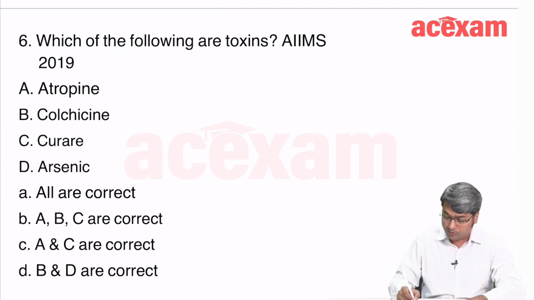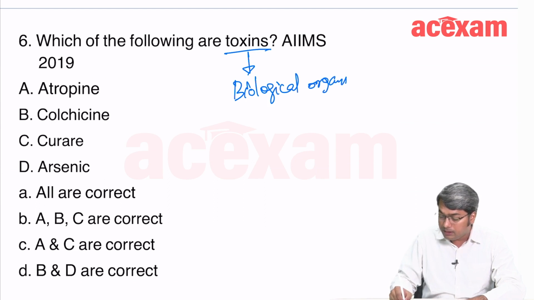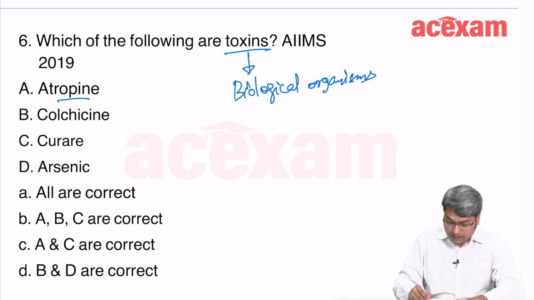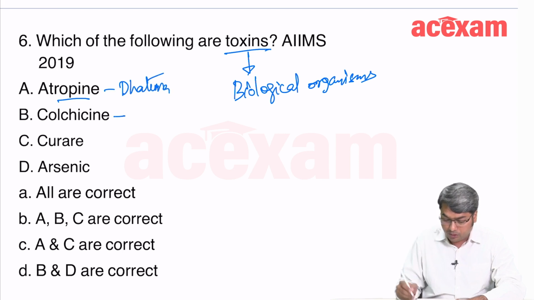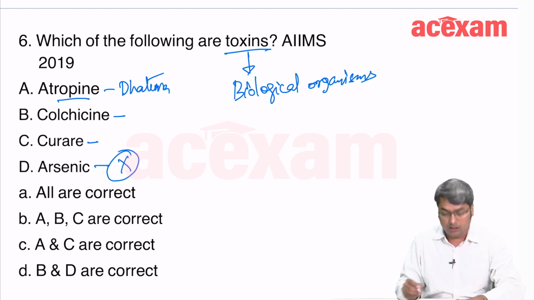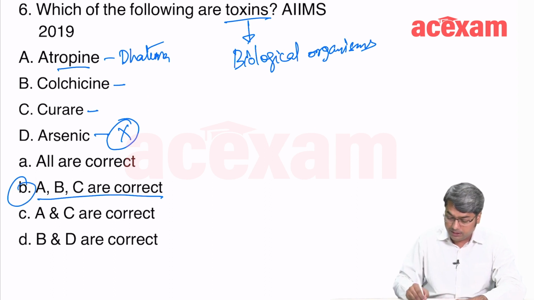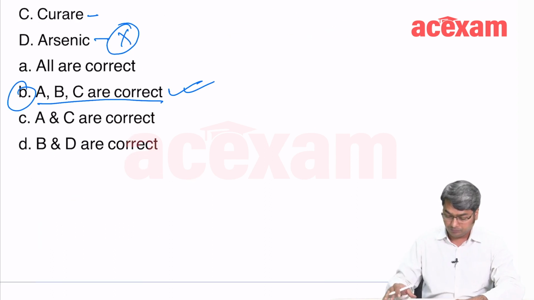Which of the following are toxins? What are toxins? These are produced by biological organisms. Right, heavy metals are not toxins. Atropine, yes, it is produced from datura, so it is a toxin. Colchicine, yes, it is a toxin. Curare, yes, it is a toxin, but arsenic is not a toxin. So atropine, colchicine, curare, all are toxins. So option B, A, B, C is correct. This is the right answer.